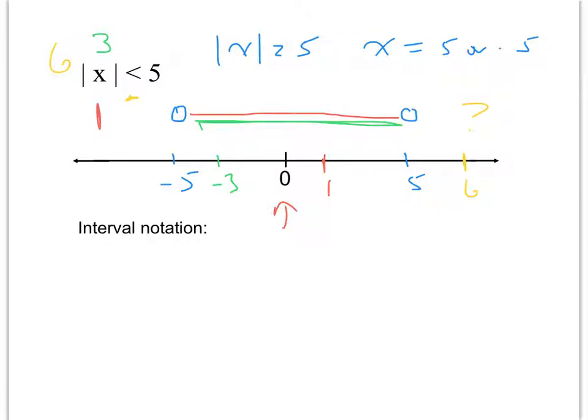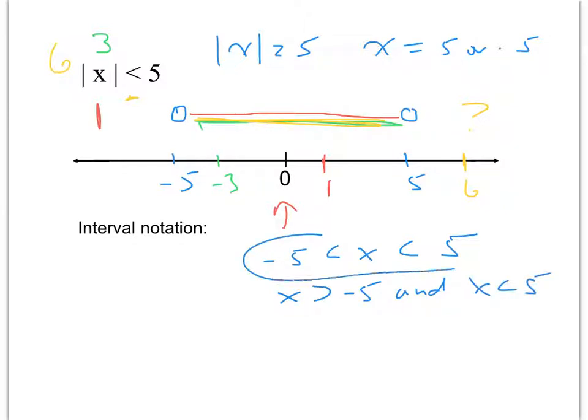So my graph looks like this. We can write our answer as negative 5 is less than x is less than 5. There's my compound inequality. I can also write x is greater than neg 5 and x is less than 5, but of course I like this way better. Just easier to write. And in interval notation, I'm going to write negative 5, comma 5, and these are both going to be parentheses because we do not include those points at neg 5 and 5.